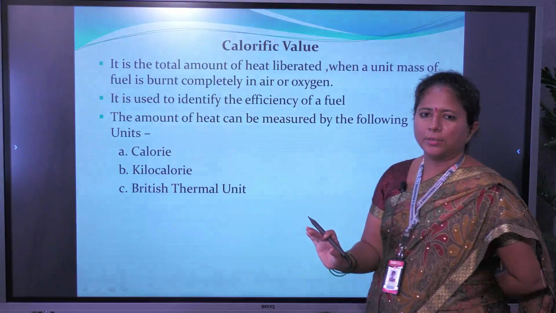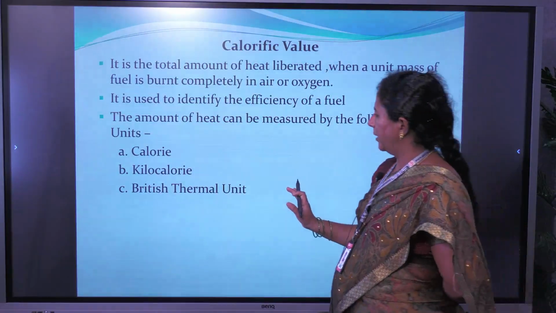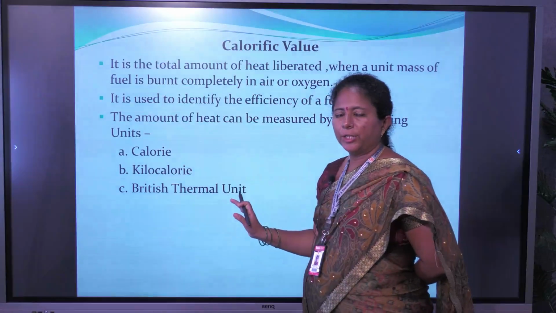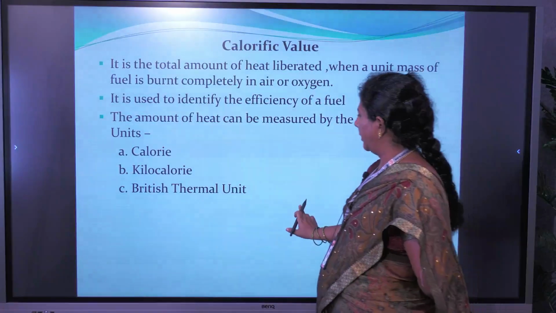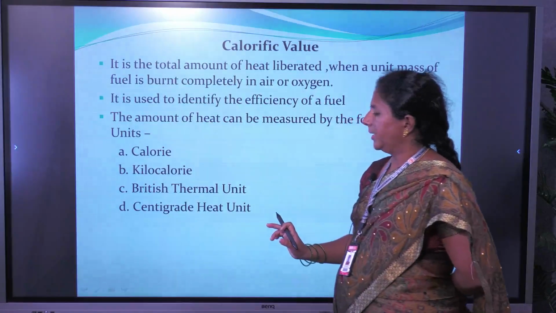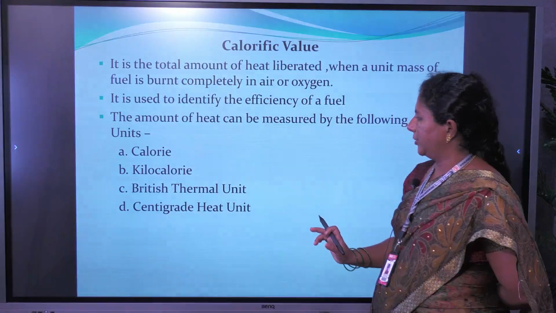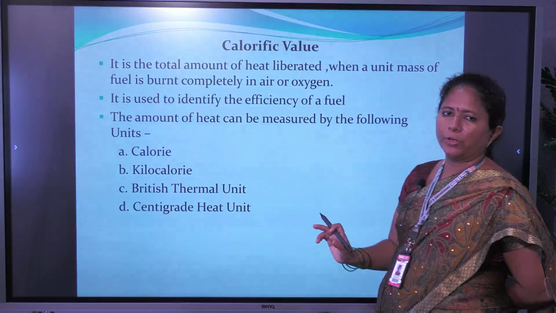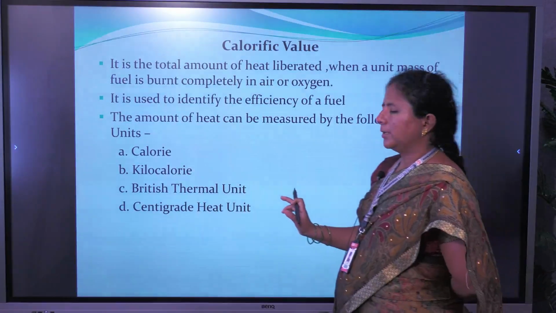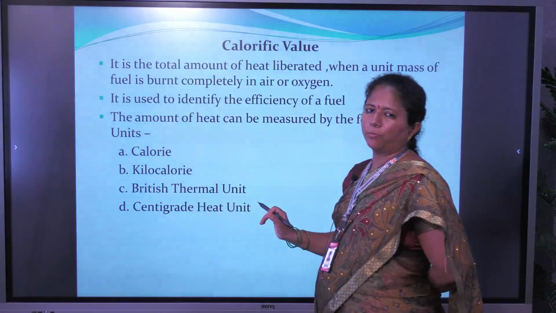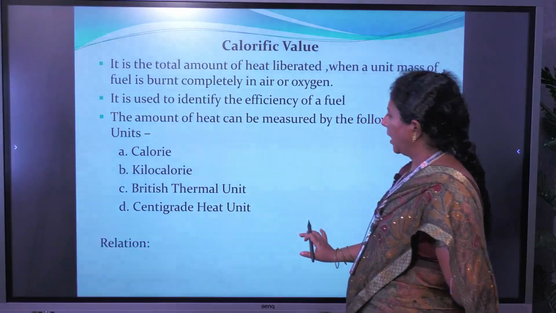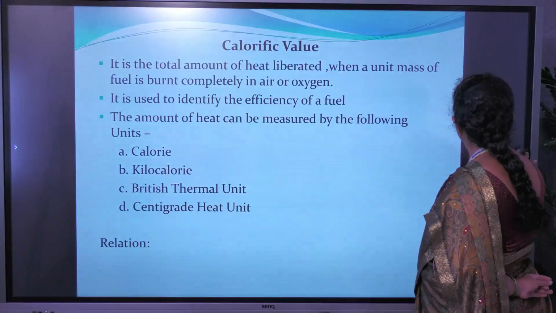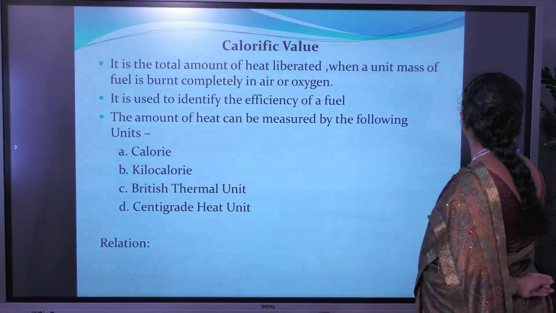British thermal unit. It is the amount of heat required to raise the temperature of 1 pound of water through 1 degree Fahrenheit. Next unit is centigrade heat unit. It is the amount of heat required to raise the temperature of 1 pound of water by 1 degree centigrade. Now we will see the relation between these heat units.